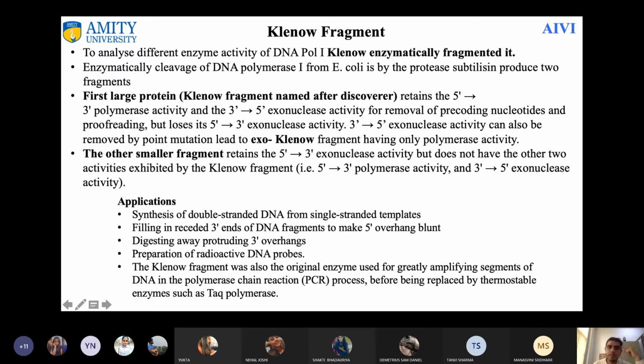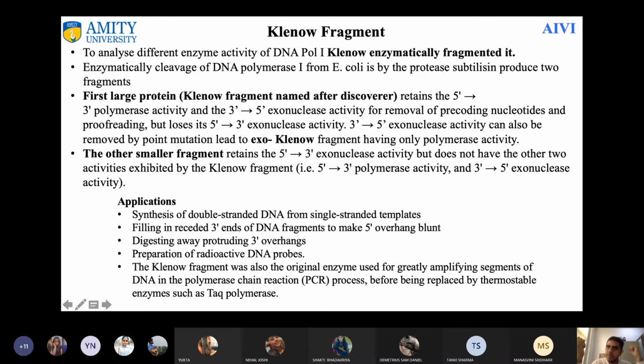So this you can do: preparation of radioactive DNA probes. If you want to make a DNA probe, probes are again single-stranded DNA, and you want radiolabeled nucleotides in that, you can do that utilizing your Klenow fragment. So what you can do, you can take the single-stranded DNA, add your Klenow fragment, DNA polymerase, then add your nucleotides. It will make a double-stranded one, and the second strand you are going to make is going to have your radioactively labeled nucleotides.